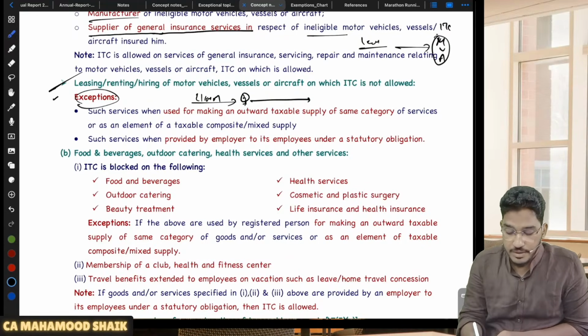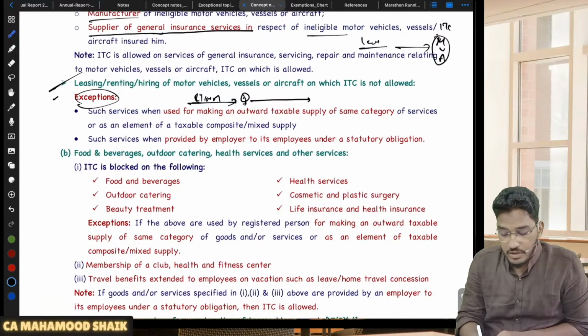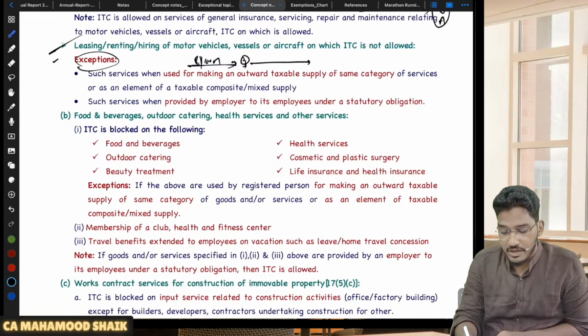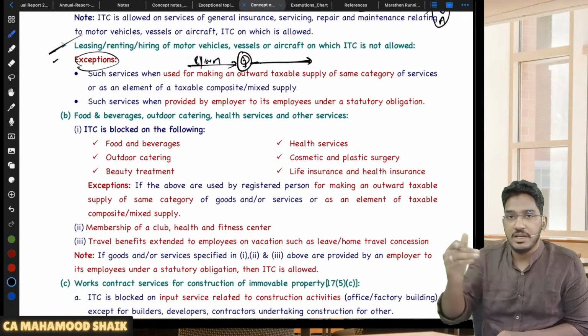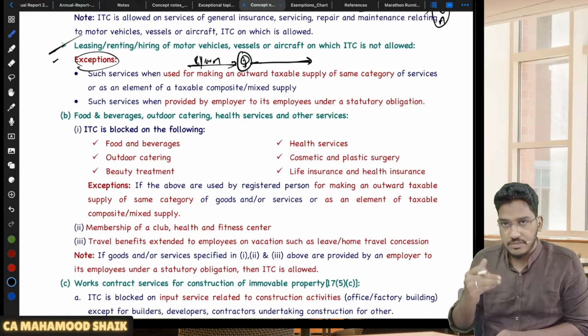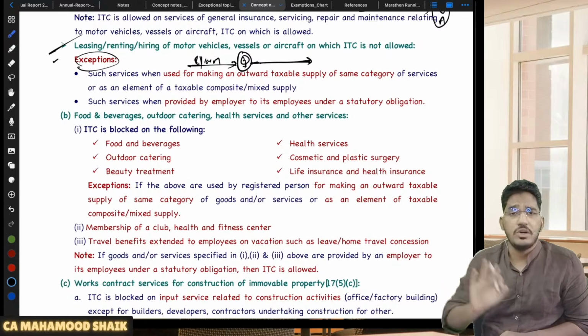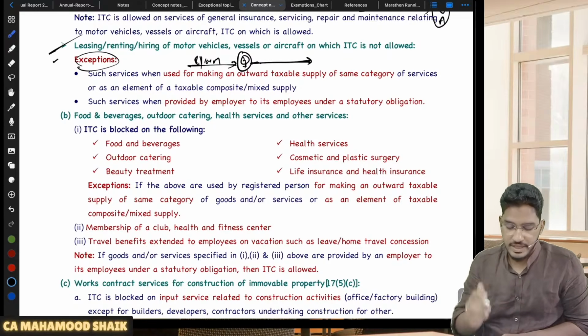That is one exception they have told. If you are leasing or renting a motor vehicle, vessel or aircraft, why are you receiving that service? Because you are engaged in making the same line of outward supply, or you are using that input service as one of the elements of your outward composite or mixed supply. Then you can enjoy ITC.